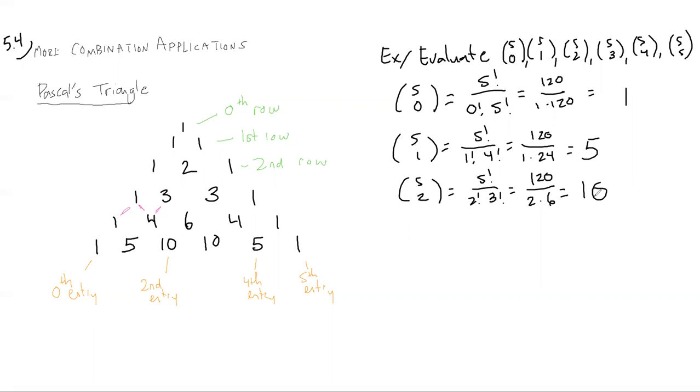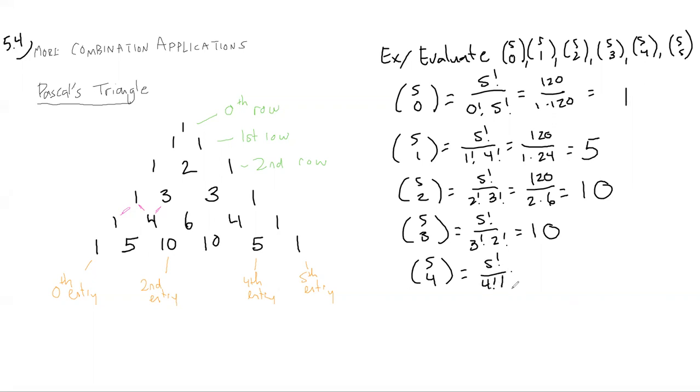So that'll be 10. And maybe you're seeing the pattern here. 5 choose 3. Now, if we look at this one, that's 3 factorial times 2 factorial. If I'm following the pattern, that's the exact same thing I got in the previous calculation. So that's actually 10. And then 5 choose 4 is just flipping the 4 and the 1 from 5 choose 1. It's just the exact same thing, just a different order. So that's going to be 5.